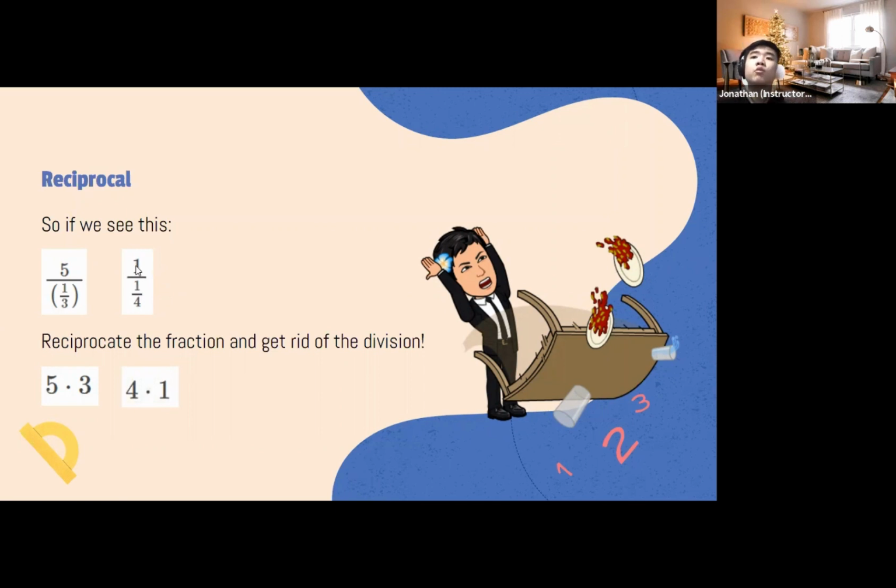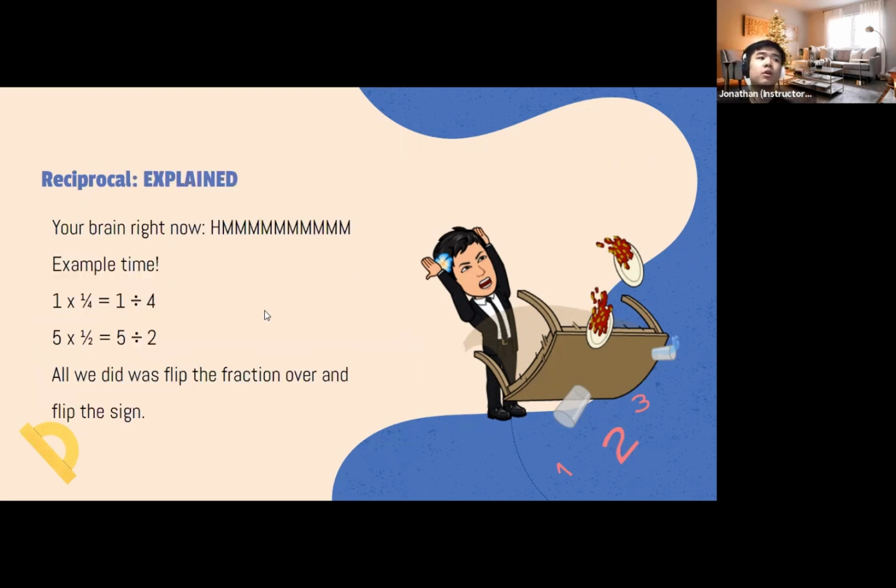So again, what we do when we divide fractions is we take the bottom, the one we're dividing by, we flip it, and then we multiply it by the top. So we flip it, then we multiply it by the top, basically. So your brain is probably like, that's hurting my brain a bit. So all we did was flip the fraction over and flip the sign.